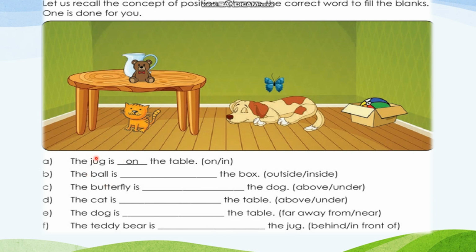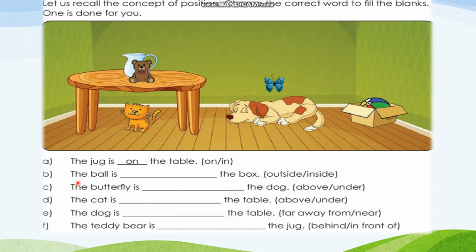Look at the picture carefully and we have to answer the questions from this picture. First one, the jug is dash the table. Where is the position of the jug? Is it on or in? Yes, the jug is on the table. So on is the answer.